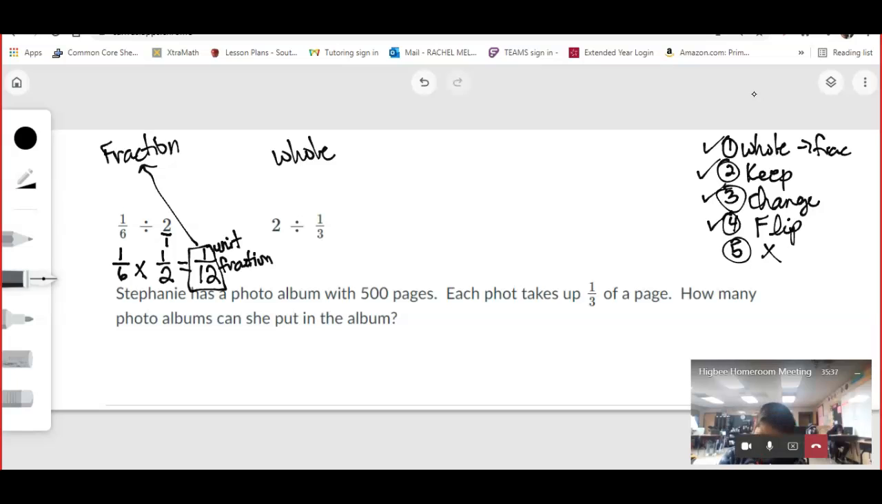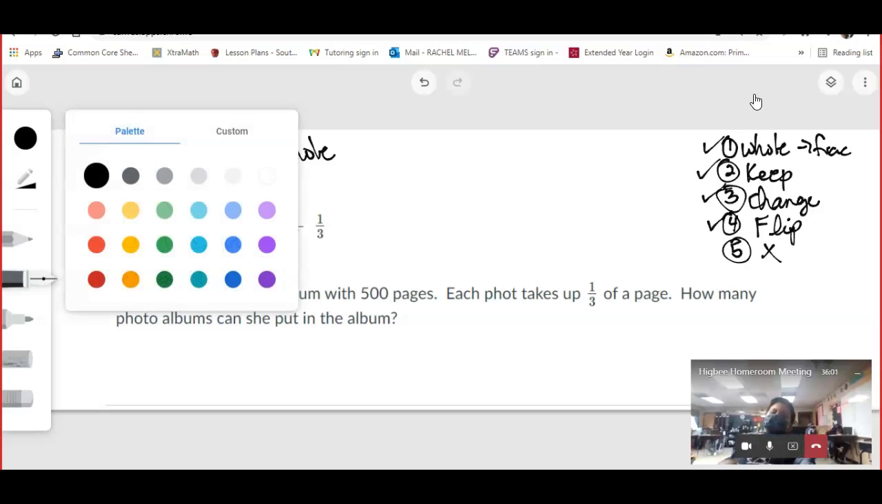If you come to the end, if you looked and you said, okay, I started with a fraction, so my answer needs to be a fraction, and you look at the end and you see that your answer is a whole number, you did something wrong. Okay? And that means you most likely flipped something that you shouldn't have. So you need to go back and fix it. Okay? All right, any questions on that one?